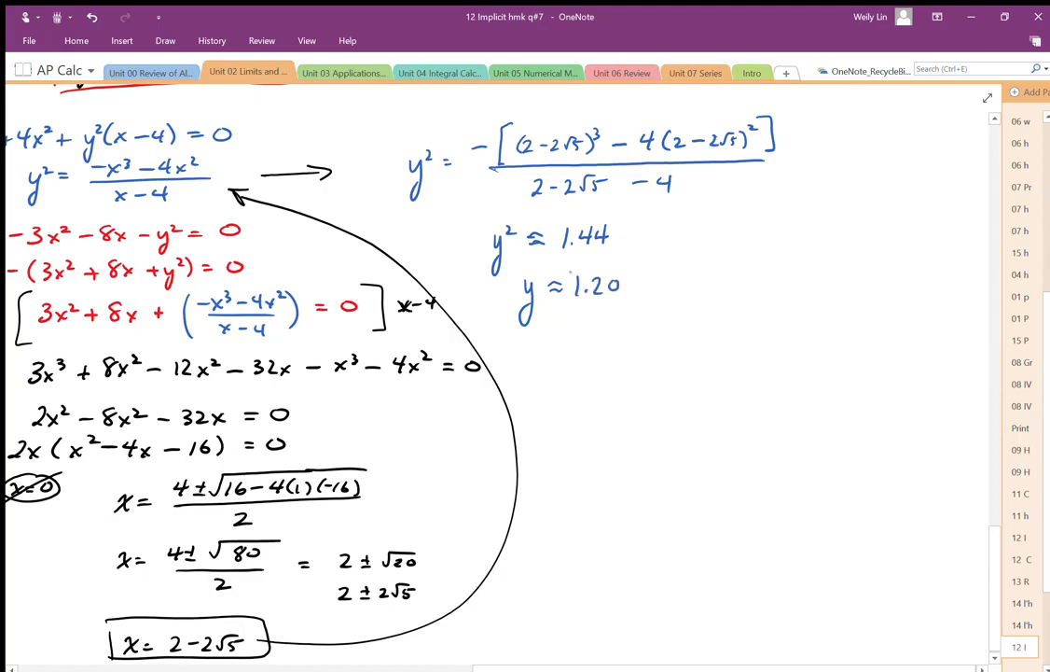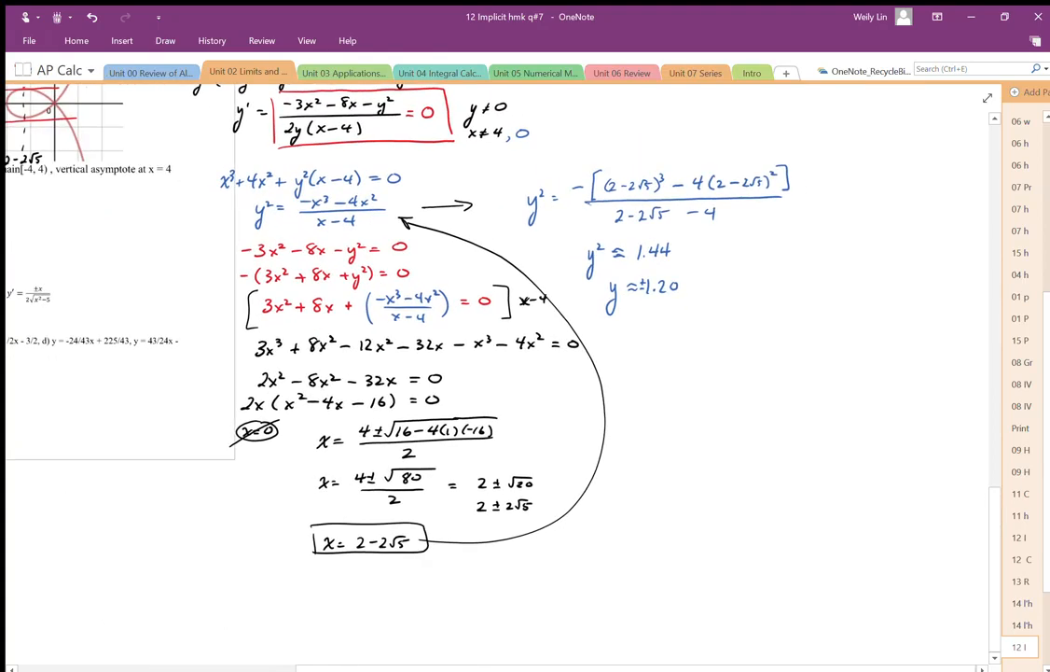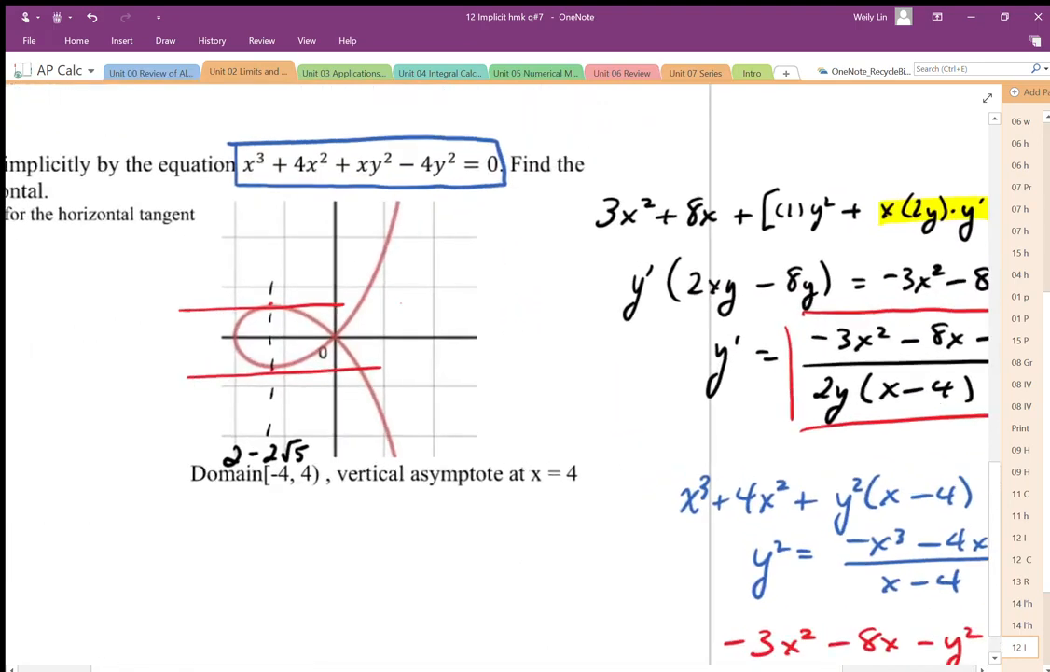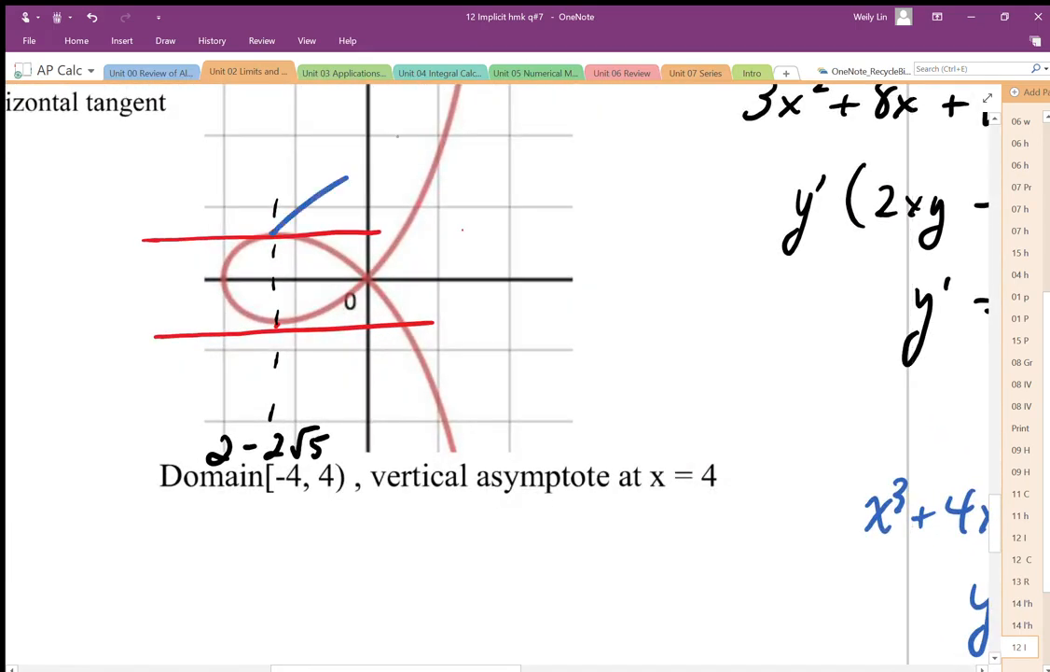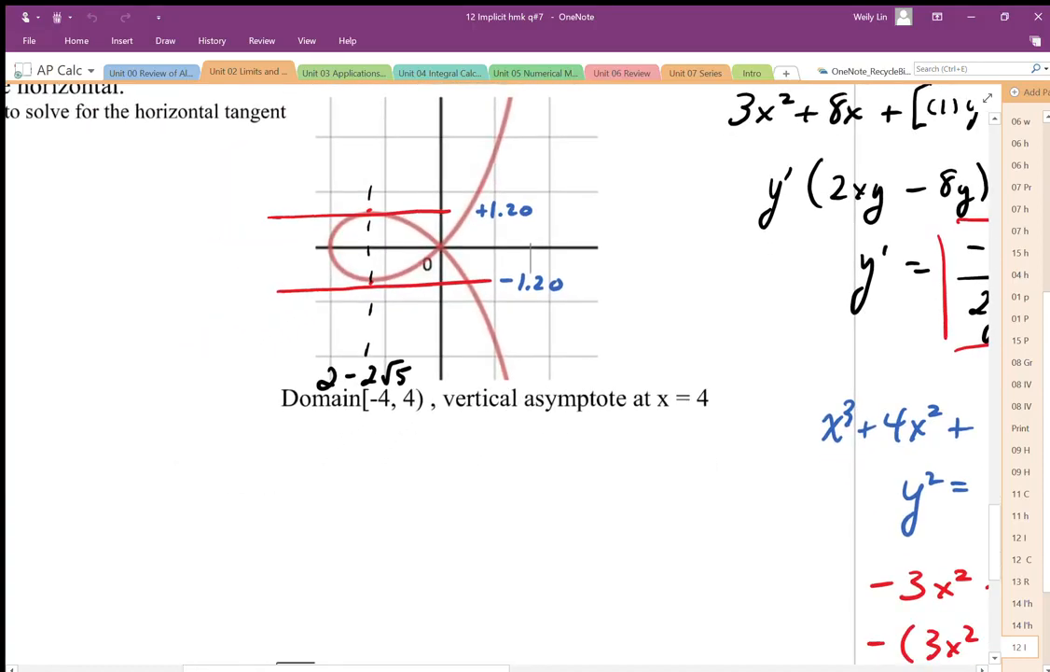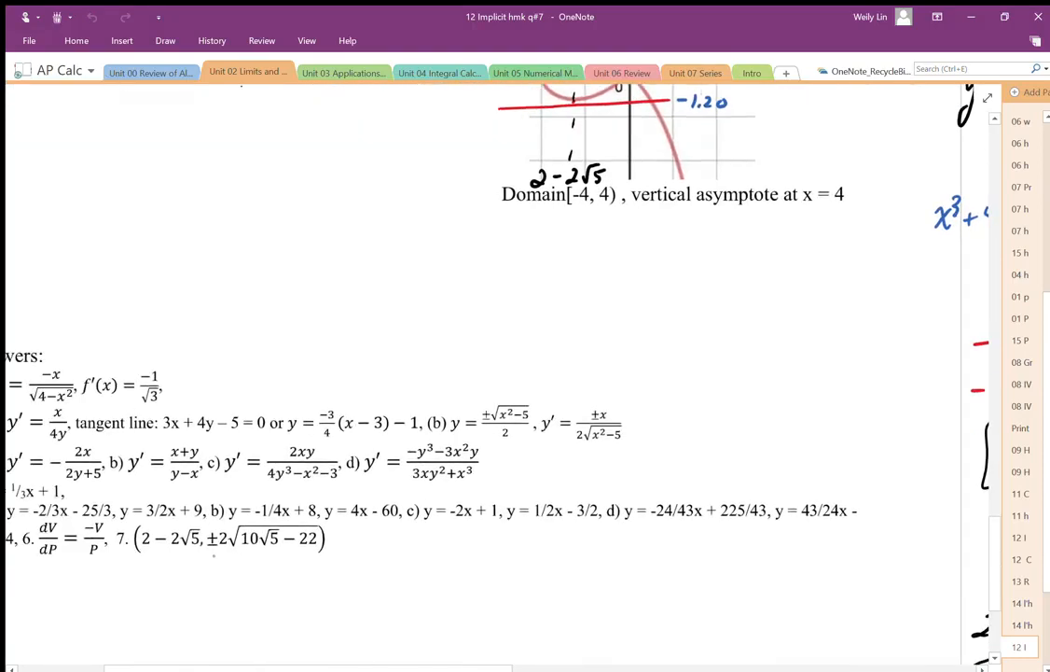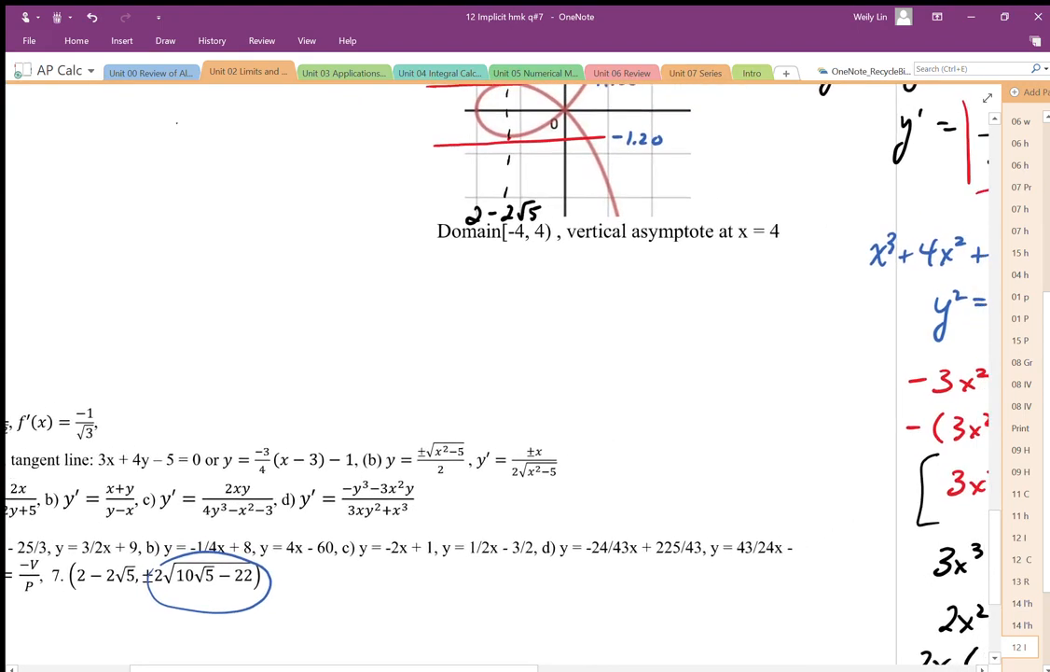So y works out to be approximately plus or minus 1.20. Okay, and then if we take a look back at our graph, then this coordinate here is going to be y equals plus 1.20, and this is going to be negative 1.20 right about there. Okay, so those are the locations of those tangent lines. So at x equals 2 minus 2 root 5, y equals negative 1.2, and y equals positive 1.2. The exact values are here, so if you want to go through all the algebra, you can, this value here should be equal to that same value.